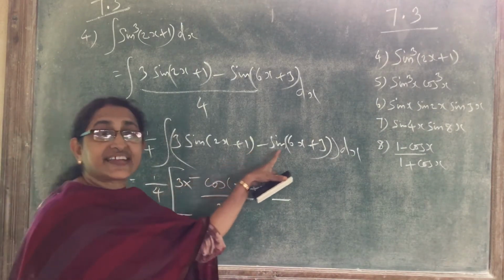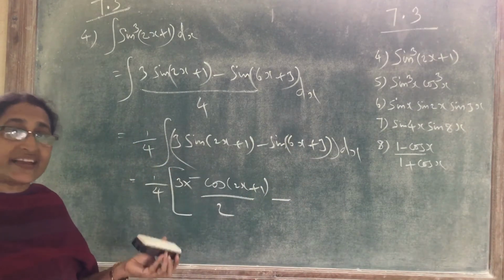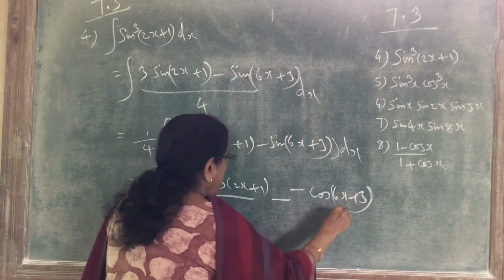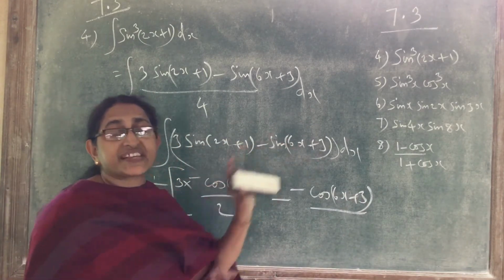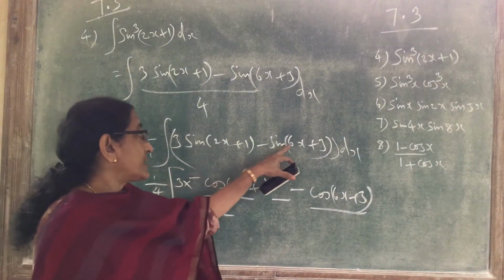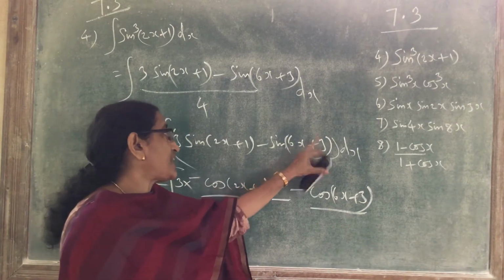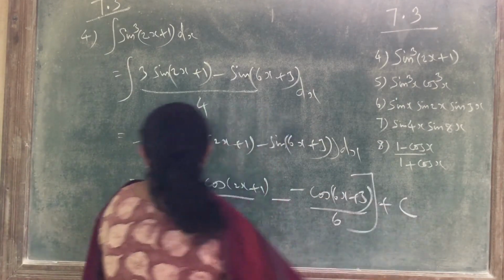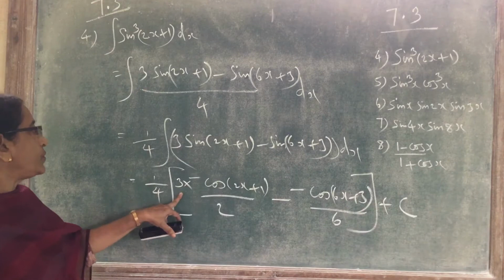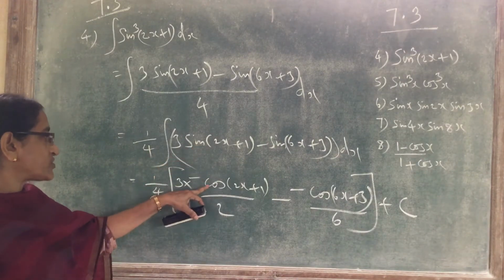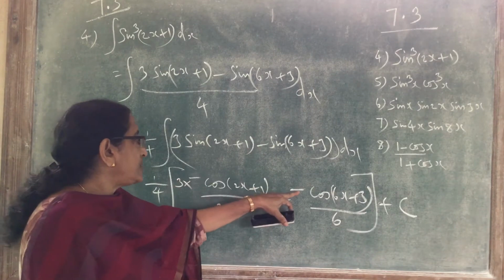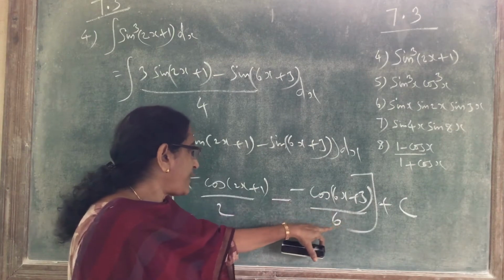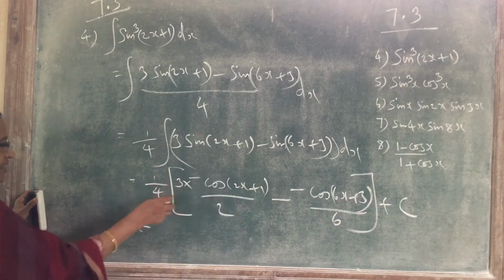Now what is the integral of sin (6x plus 3)? Integral of sin x is minus cos x. So minus cos (6x plus 3) divided by the derivative of 6x plus 3. What's the derivative of 6x plus 3? Derivative of 6x is 6, plus derivative of 3 is 0, so only 6. Bracket, plus c. So 1 by 4 into 3 into minus cos (2x plus 1) by 2, then minus into minus cos (6x plus 3) divided by 6, plus c.